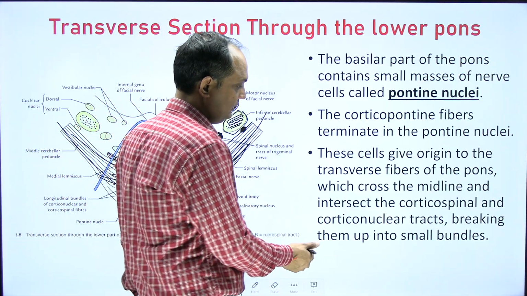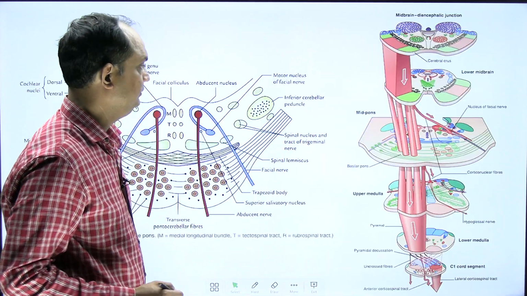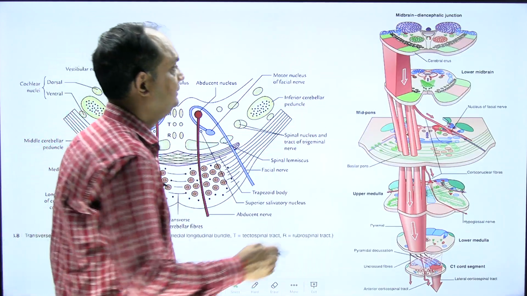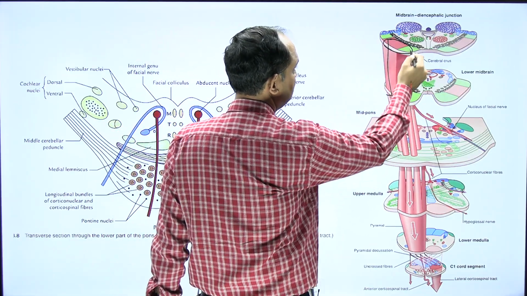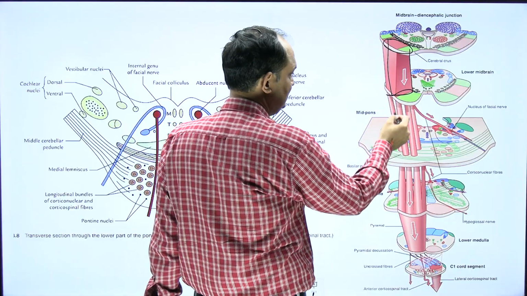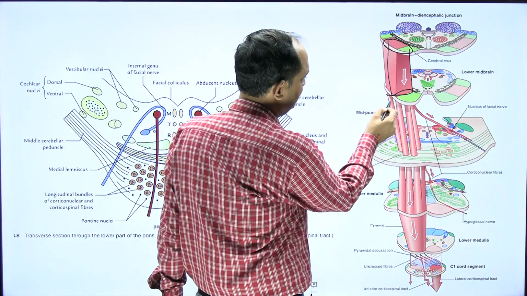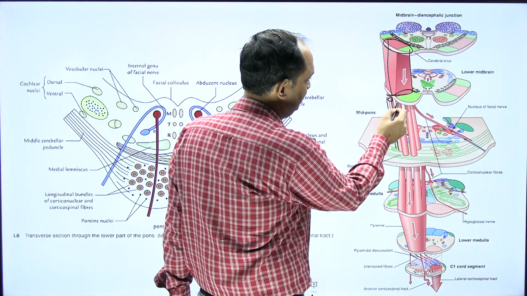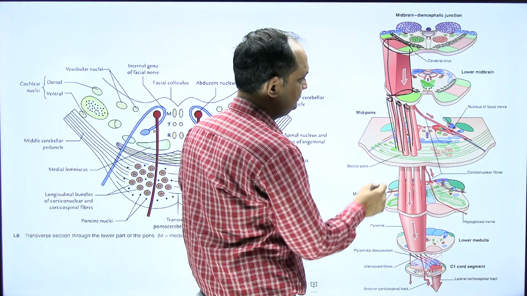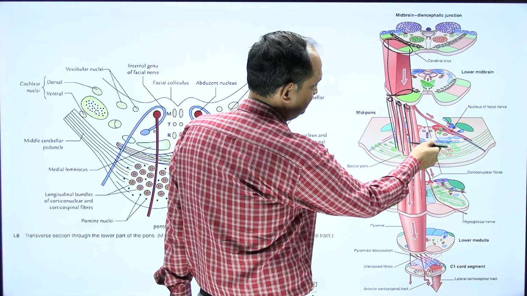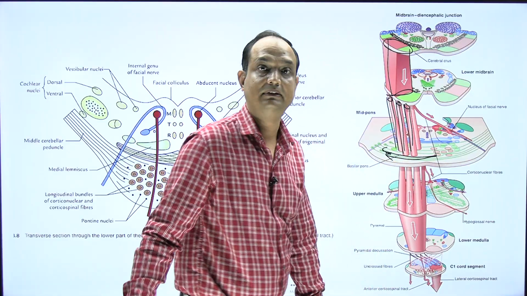That they will break the longitudinal fibers into small bundles. So you can appreciate in this image that this is your descending tract. Now here you can see that this pyramidal tract is coming as a single bunch. But as it starts to pass through the pons, you can see that this bundle is now divided into multiple parts. Now why has it been divided into multiple parts? Because in between these bundles, you can see that the pontine fibers are passing.